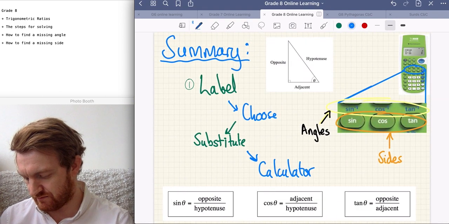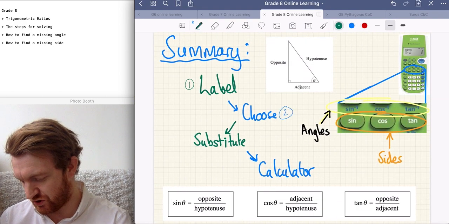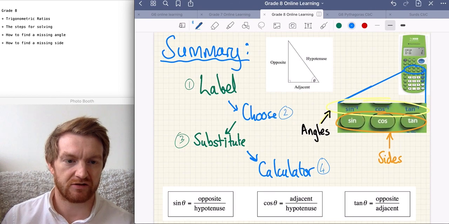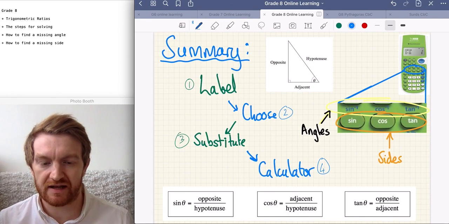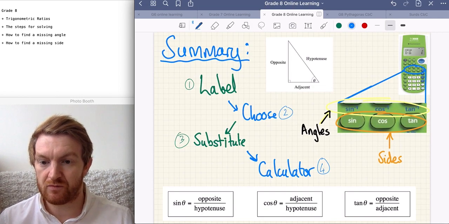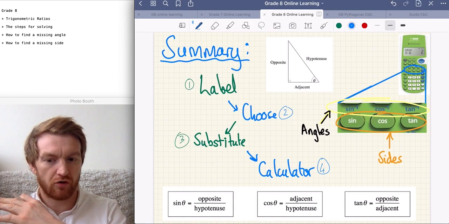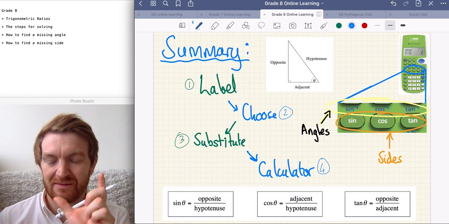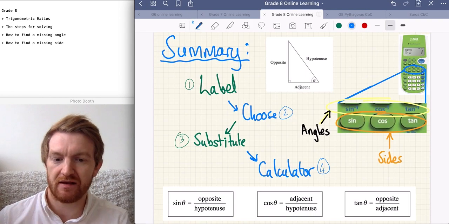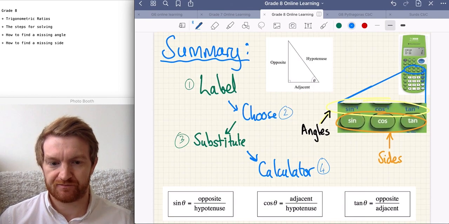Okay, label, choose, substitute your values, use your calculator. Top one's for angles, bottom one's for sides, and remember to label it correctly. If you still aren't sure about the labeling, before you even begin, just go right back to the beginning of this video and watch that labeling section again. If you get the labeling right, the rest of it will be okay.